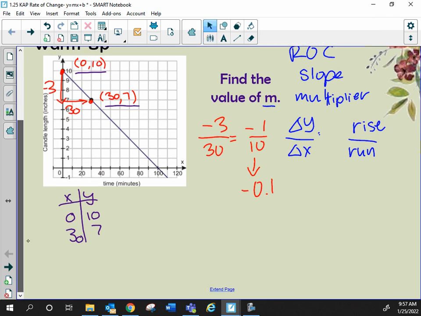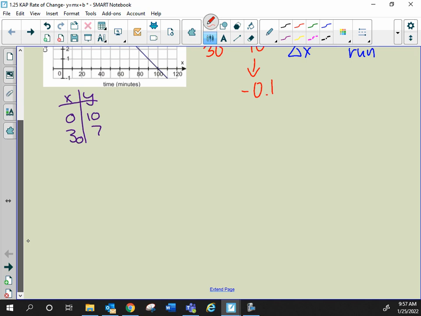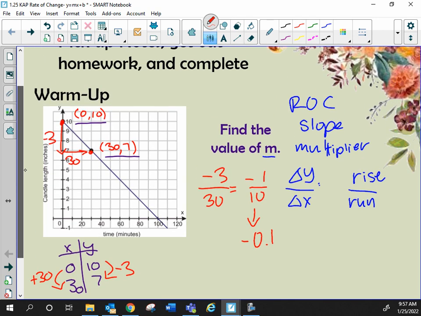Okay, again, to calculate, I find the change in y over the change in x. What is my change from 10 to 7? It's subtracting 3. What is my change in x? Plus 30. So if I put that change in y, we said was taking away 3, and then my change in x, we said was plus 30. Again, that would give you that same thing. Are we good with that? Yeah.